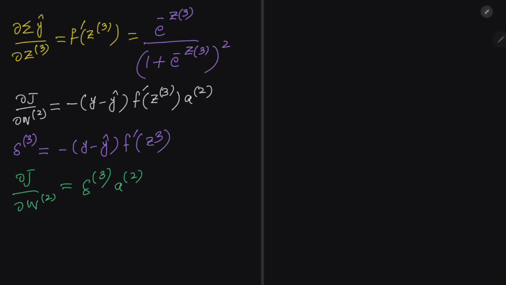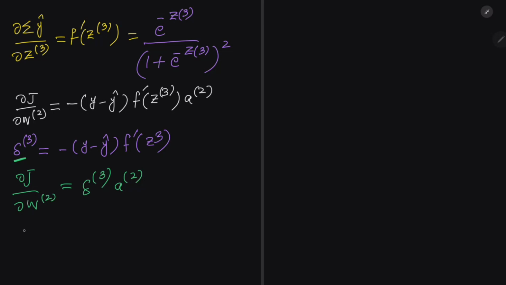Okay, now you can see that a2 is a column vector, and delta 3 is some column vector as well. Okay, so we need to introduce the transpose over here.